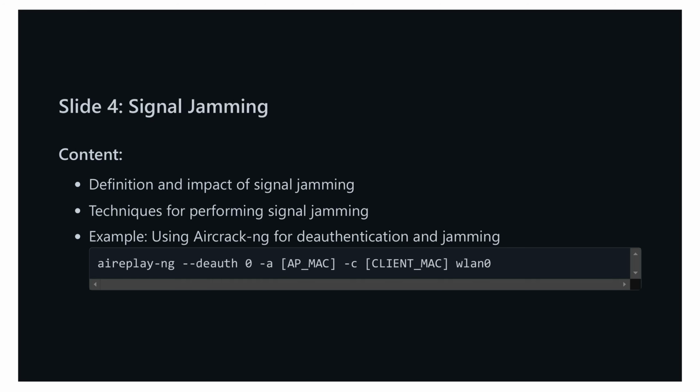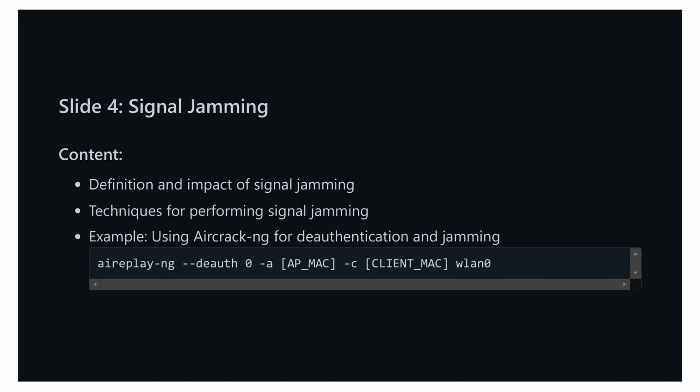On this slide, we're going to explore signal jamming, a crucial topic when it comes to understanding wireless security threats. So what exactly is signal jamming? Signal jamming is an attack that disrupts the communication between devices by overwhelming the network with interference or noise. This can effectively take down Wi-Fi networks, resulting in denial of service for legitimate users. The impact of such attacks can be significant, as it can lead to loss of connectivity for a wide array of devices, from smartphones to important IoT systems.